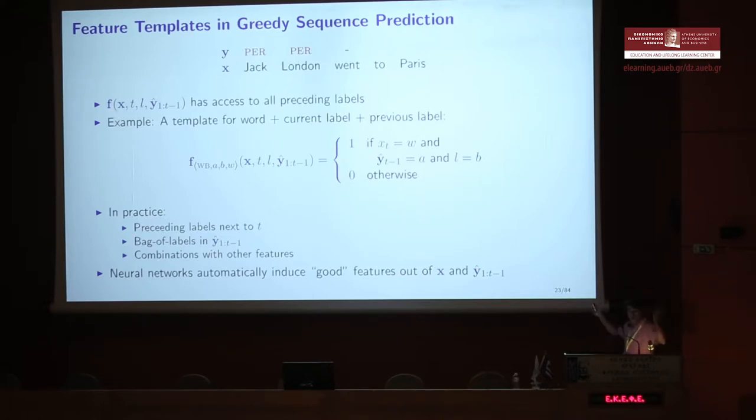I can capture a bag of labels. Is this label appearing somewhere in the previous? And I can do combinations with other features, OK? So at some point, whenever you start putting lots of information in these feature templates, it actually becomes a bit complex how to select the combinations, especially the combinations. So we were doing that.